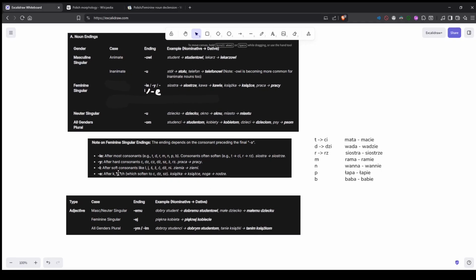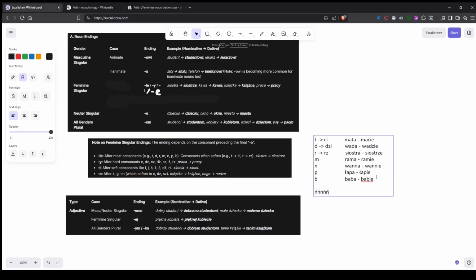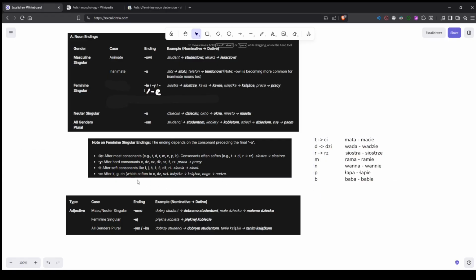Okay? After soft consonants such as l, j, sh, ch, ni, and this last one, ni, can also be this one, okay? You add I. So for example, ziemia, ziemi.